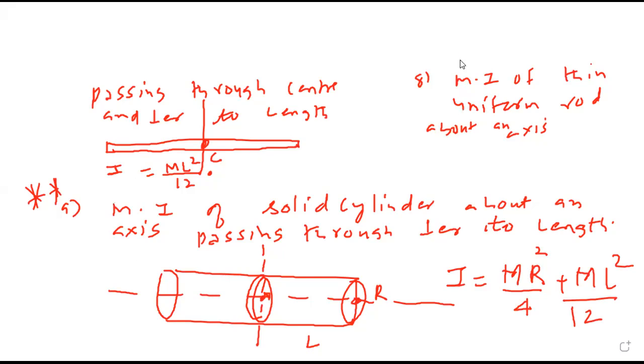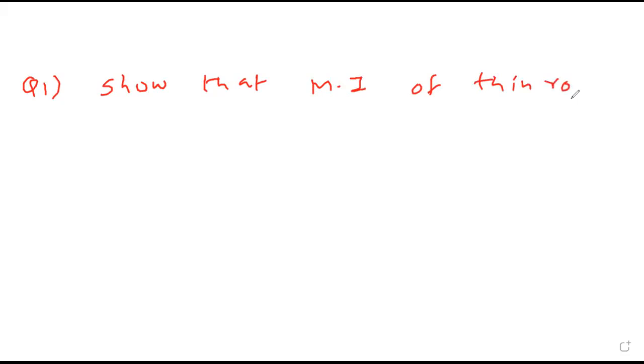Now we will do the application of the parallel and perpendicular axis theorems to these rigid bodies. First one, show that the moment of inertia of a thin rod at one end is ml square by 3. You have to please by-heart this statement I'm proving here.